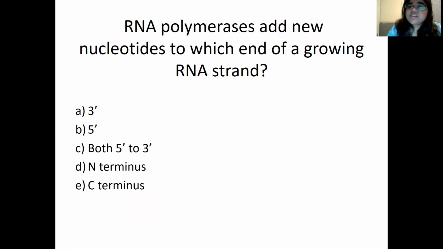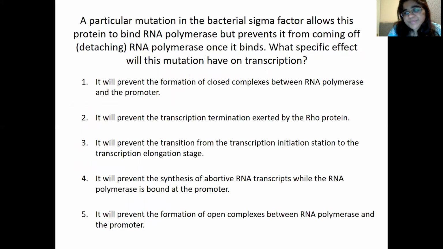So a question here is, RNA polymerases add new nucleotides to which end of the growing RNA strand? Again, the same thing as with DNA replication, it is the 3' end. A particular mutation in the bacterial sigma factor allows this protein to bind to RNA polymerase, but prevents it from coming off the RNA polymerase once it binds. What effect will this mutation have on transcription?